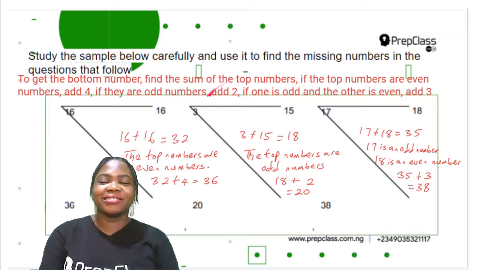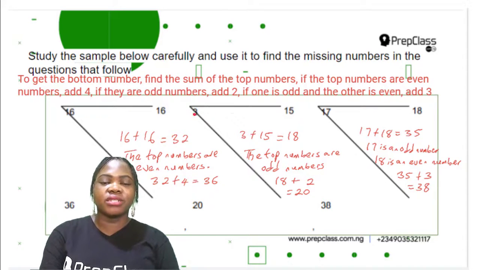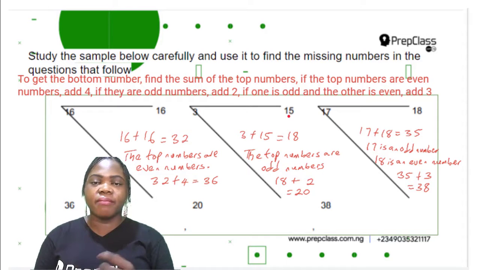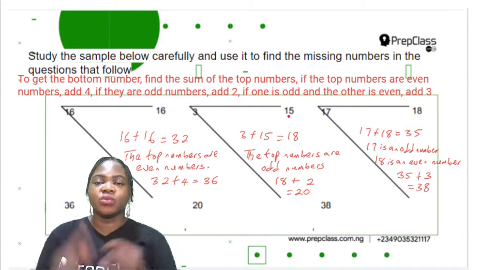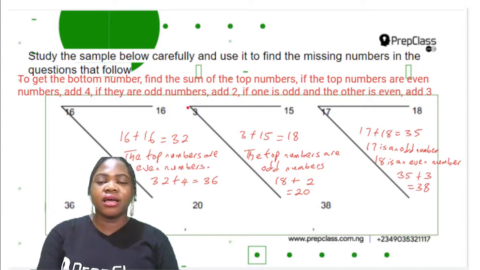All right, so let's do this. The top numbers are 3 and 15. So what kind of numbers are the top numbers? They are both odd numbers. This is 3 and this is 15, so they are both odd numbers. Remember, I told you that odd numbers are numbers that end in 1, 3, 5, 7, and 9. So these are odd numbers.